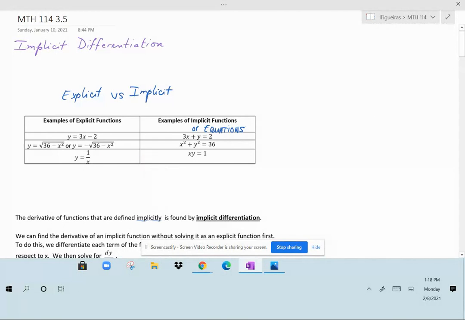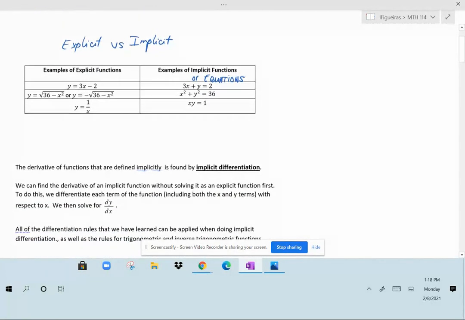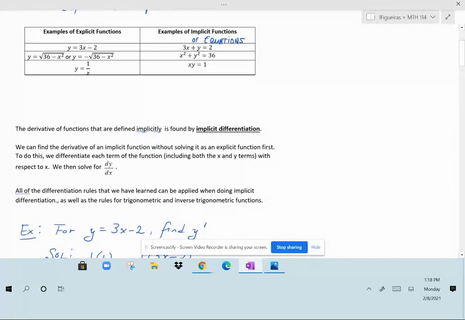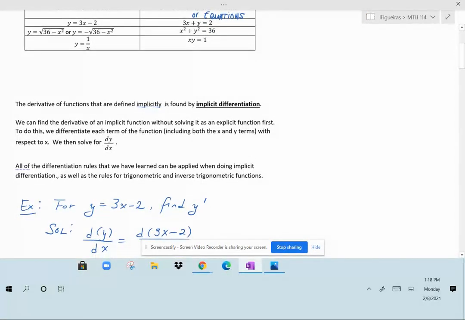When your functions or equations are expressed implicitly, a slightly different technique is applied, but all of the rules that we already know will still be used. Your product rule, chain rule, quotient rule, power rule, etc. are still going to be used, but we're going to have an additional thing to take into consideration. Remember that we can express the derivative with different notation. dy over dx is a common one, and that just means that we're taking the derivative of y with respect to x. That will be important to keep track of when we're taking derivatives implicitly.